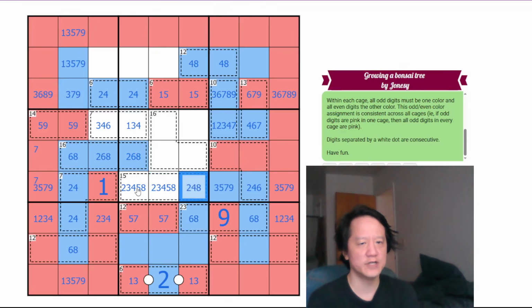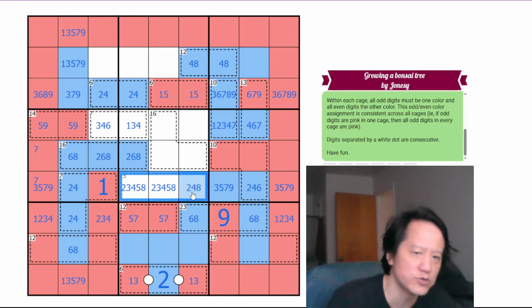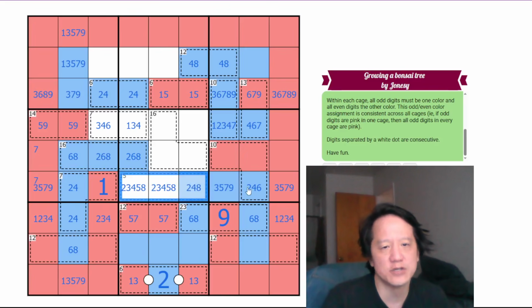It's 2, 4, 8. So therefore, we are guaranteed a 2 or 4 as the other digit here, because 8 can't be anywhere else in row 6. So 8 with 2 or 8 with 4 adds up to 15. We can't have 1, 6, and 8 here because of the 1 in the row. So this is guaranteed to have 2 or 4. This is 2 or 4. That eliminates 2 or 4 in the rest of the row. So this can't be 2 or 4.